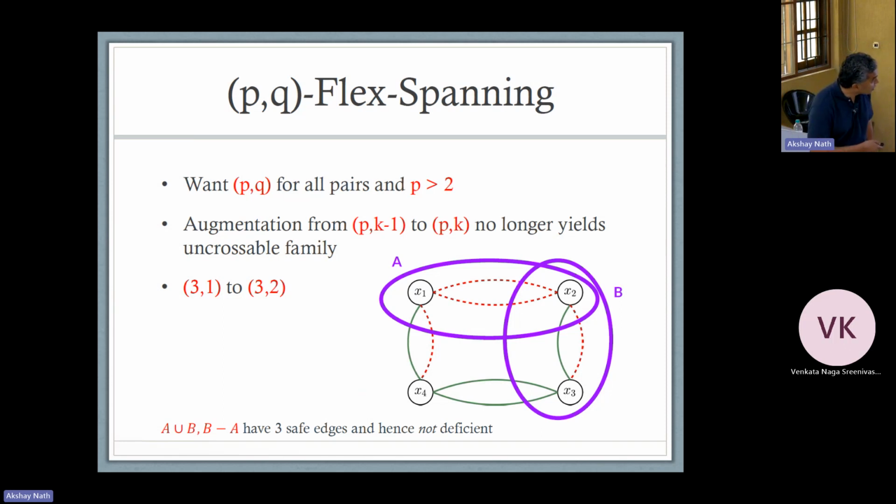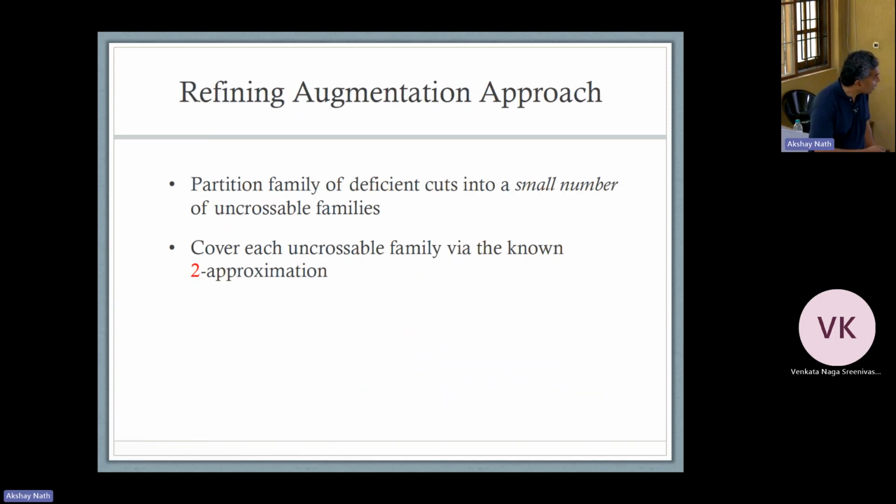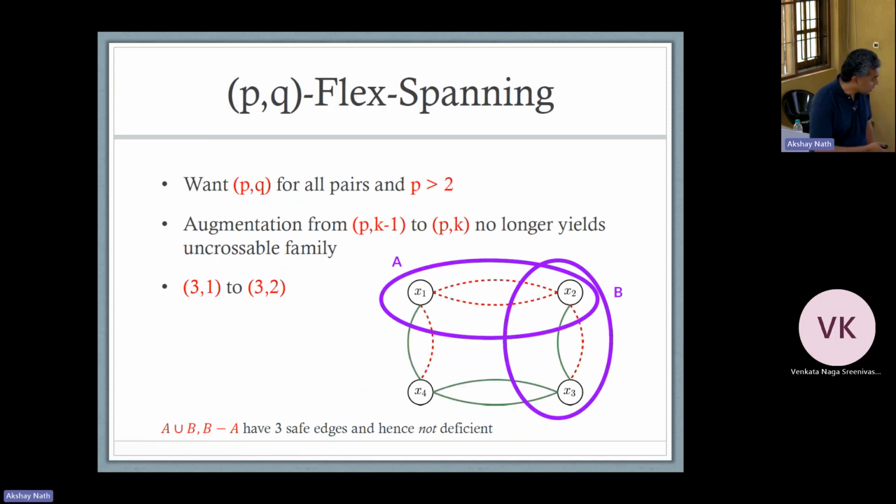So why is A union B not deficient? If you look at A union B, 3 green edges are there, so it's not deficient. Similarly, B minus A has 3 green edges. So neither of them is deficient, which means that this family is not uncrossable. So what do we do? We can't use it as a black box, so we have to figure out something else.